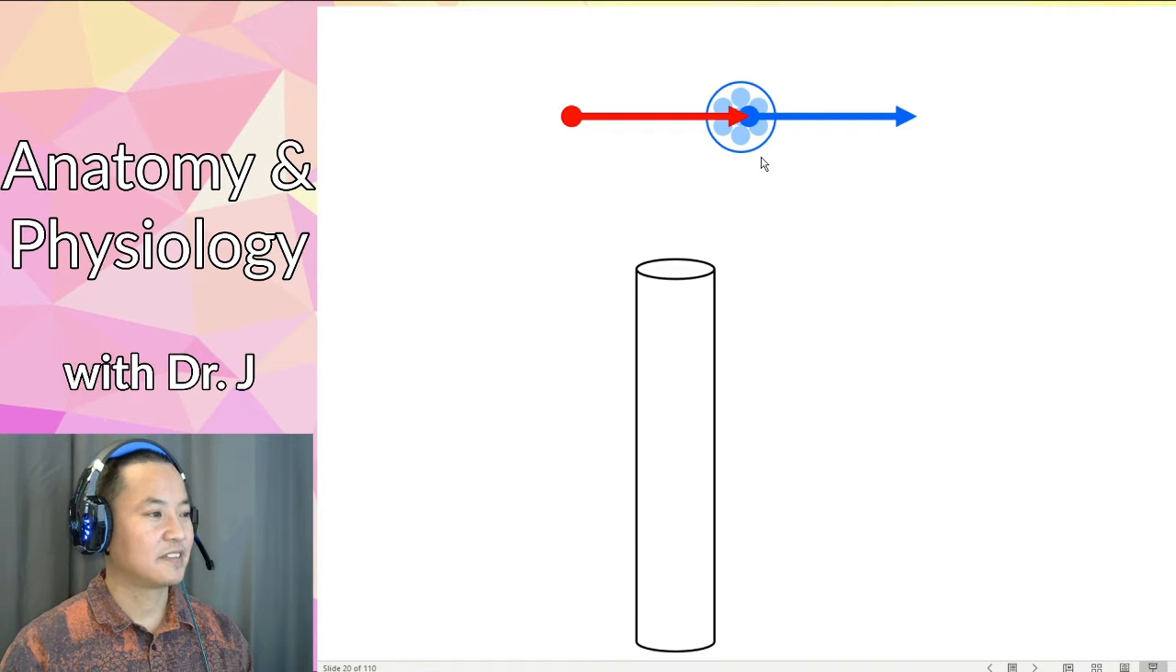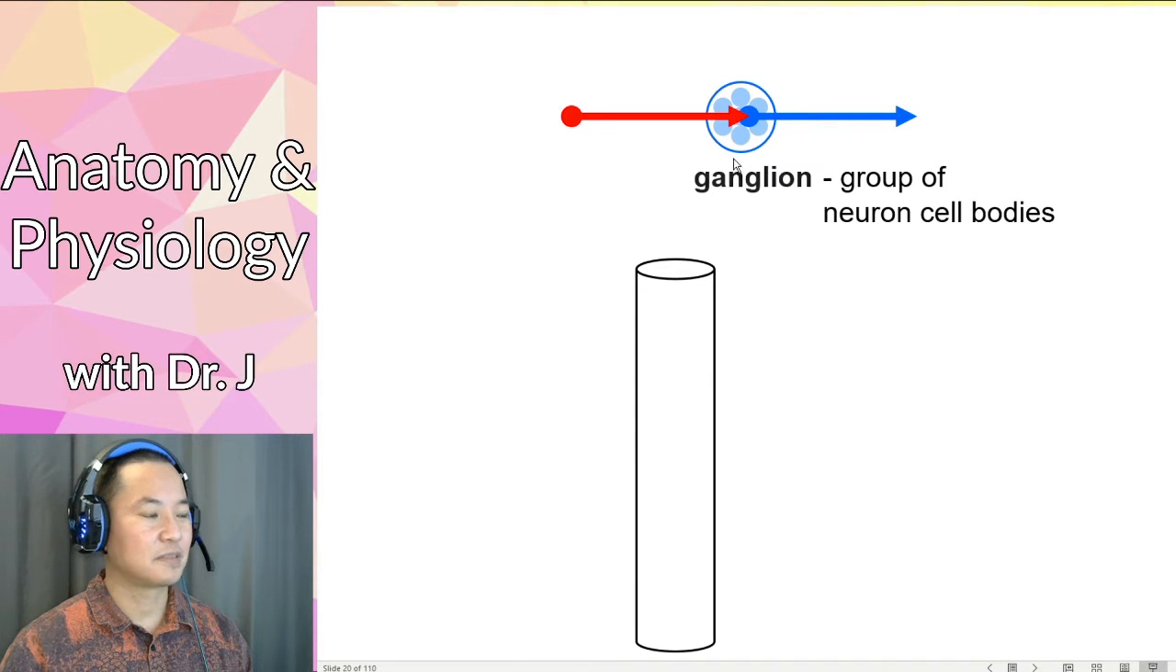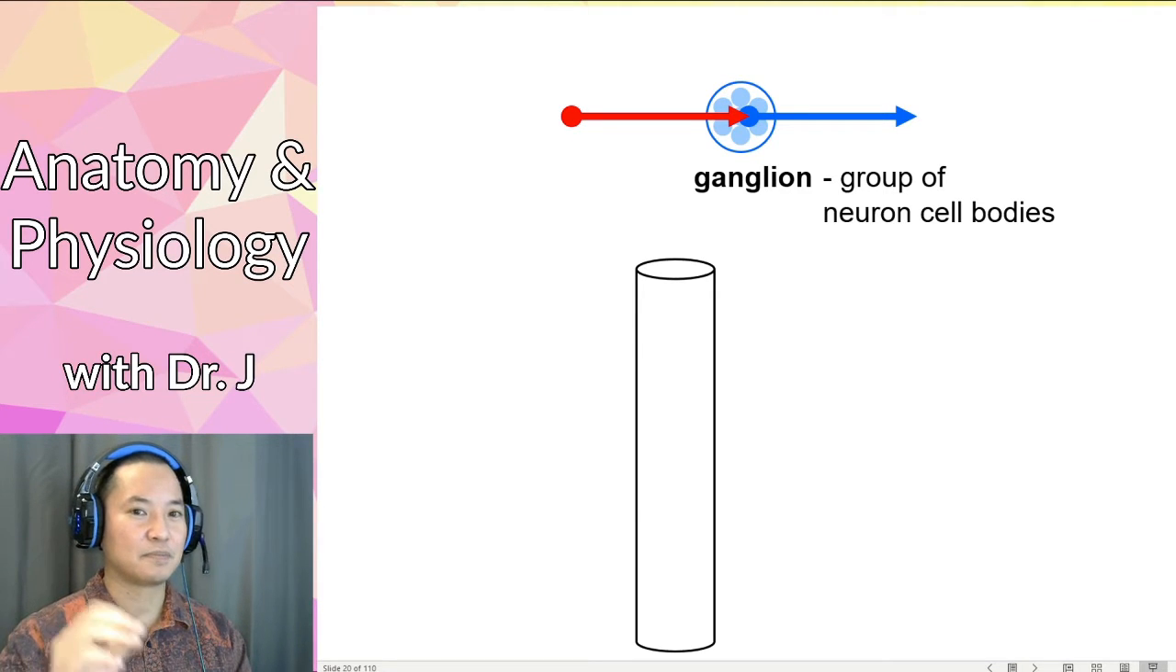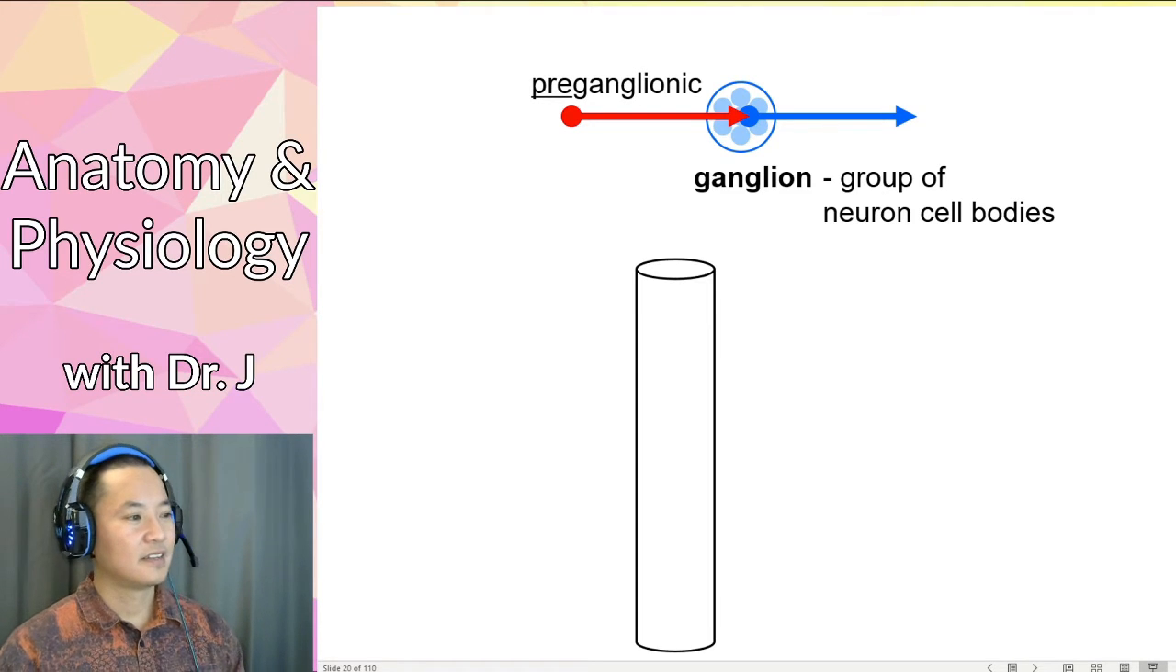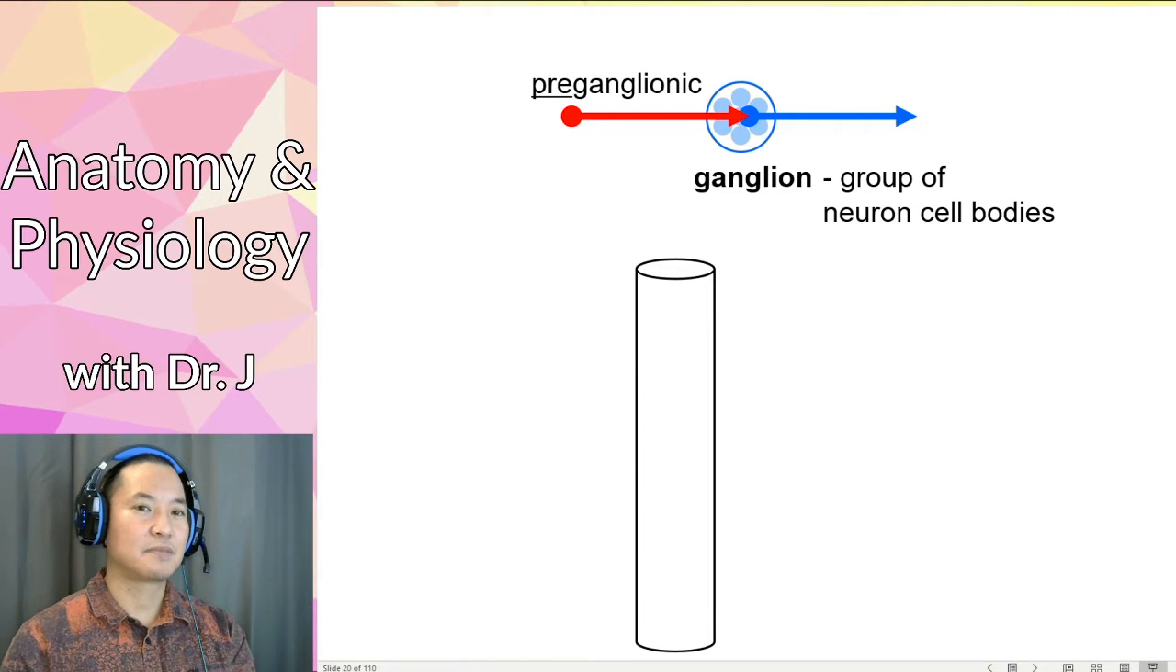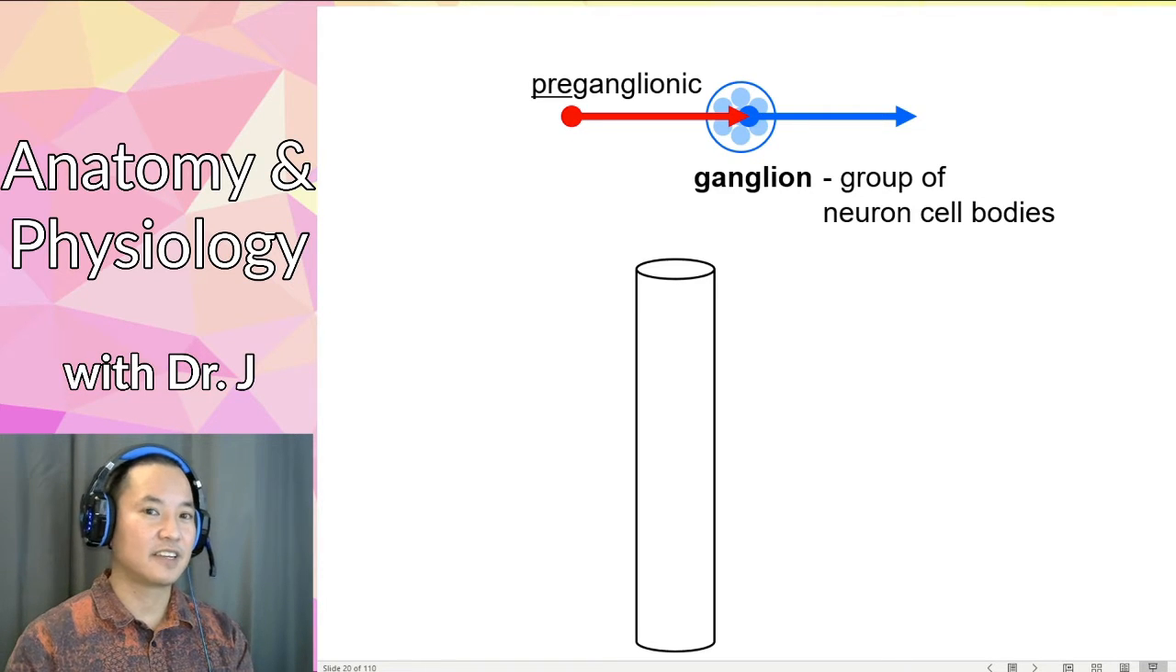And then what we have here is a bunch of cell bodies, and this is what we call a ganglion. Again, that's why those nerves running from the spinal cord have that little bump, because you have all the neuron cell bodies there. So the ganglion is actually a very important mark. Why? Because the neuron that leads to the ganglion, again, this is called a preganglionic neuron because it's before the ganglion. So again, it's running from the spinal cord to a ganglion.